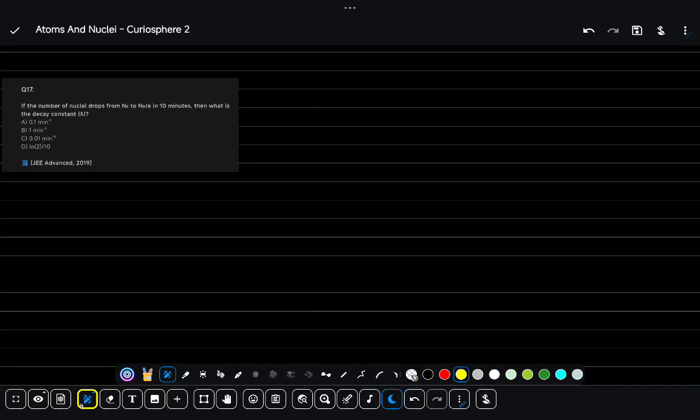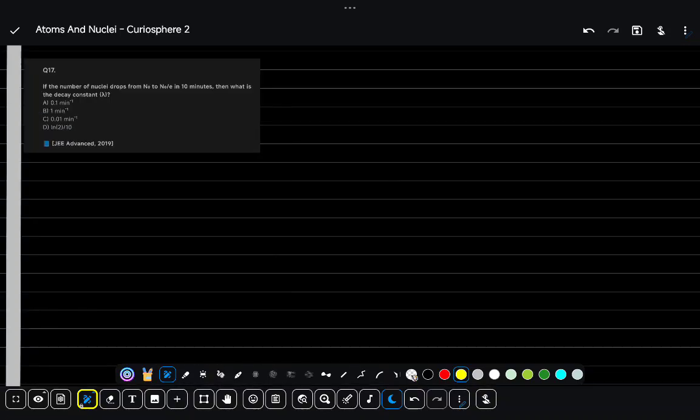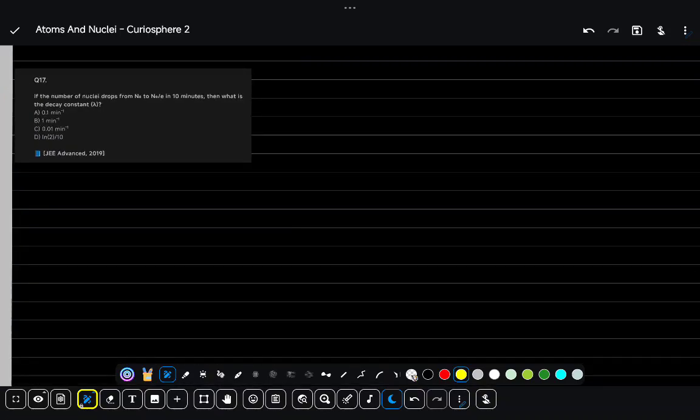Now moving on to question 17. Now comes question 17, which I told you earlier that there is a concept behind n by n not equal to (1/2)^n, and I told you I will tell it to you later how the derivation came. Question 17. It's a JEE Advanced 2019 question, guys.